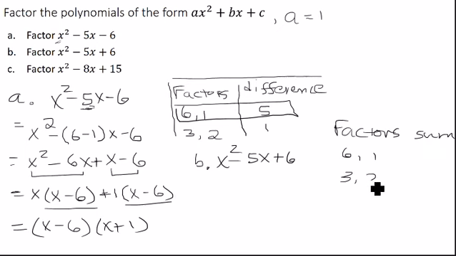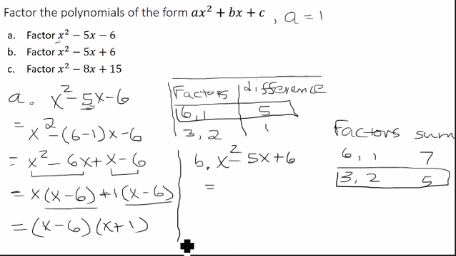So the factors are 6 and 1 and 3 and 2 as before, and the sum of 6 and 1 is 7, and the sum of 3 and 2 is 5. So I'm going to choose the second group here and rewrite this same structure. Let me draw the vertical line here. So this is going to be x squared minus, 5 is going to be 3 plus 2 instead of 6 minus 1, and then x plus 6.